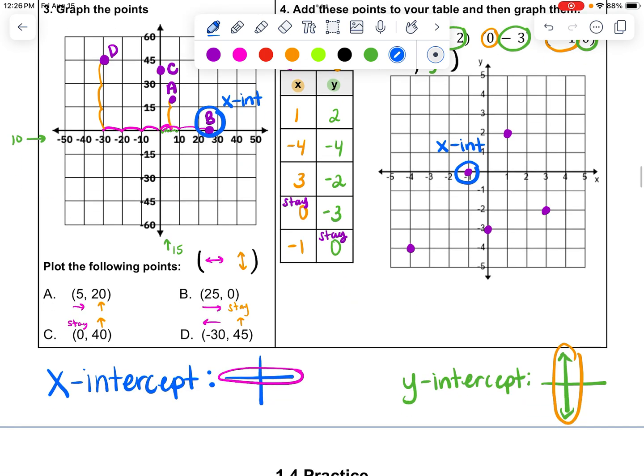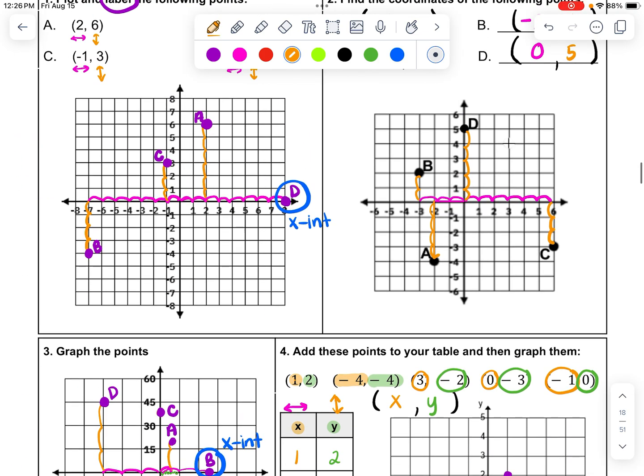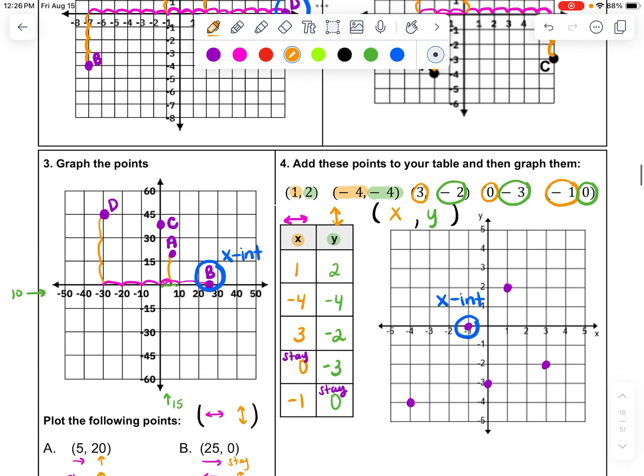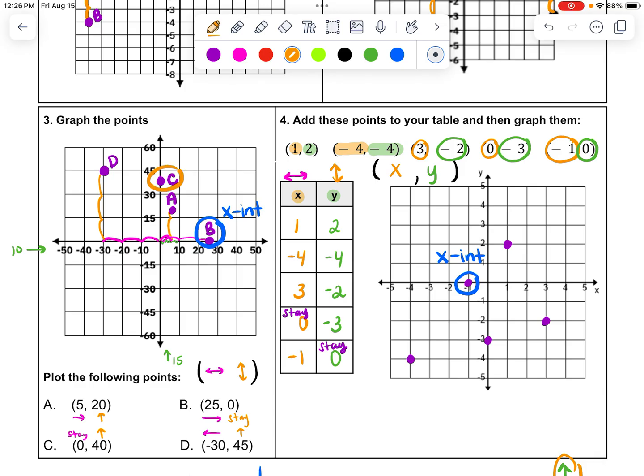A y-intercept in the first picture, there is none. In the second picture, D is a y-intercept. In the third picture, C is a y-intercept. And in the last picture, this point right here is a y-intercept. They're going to be on the x and y axis.